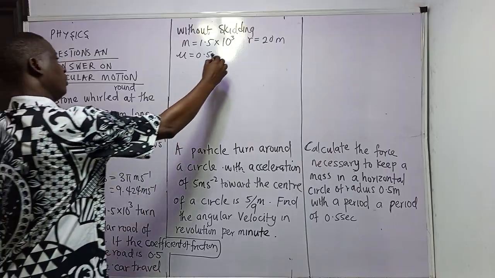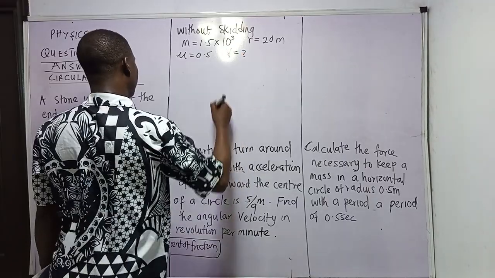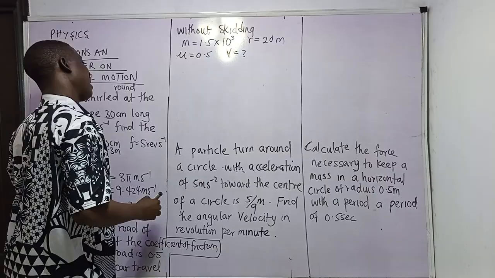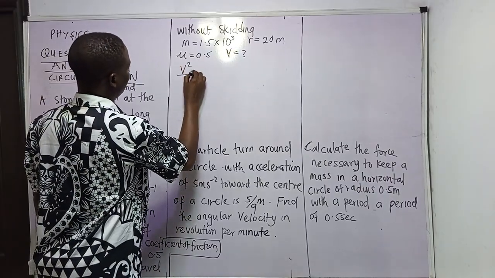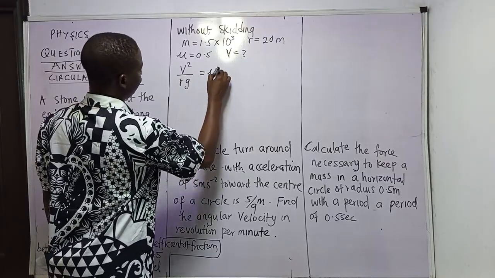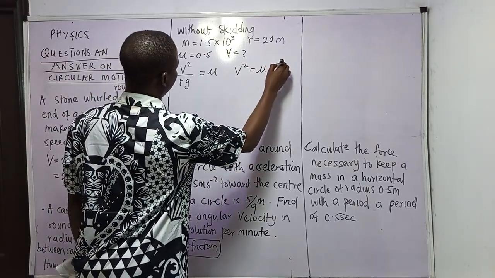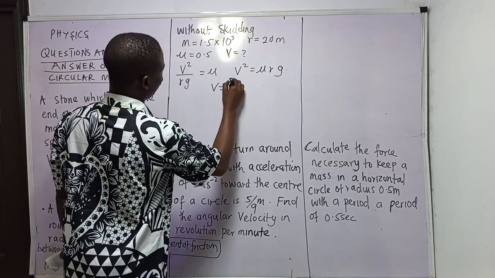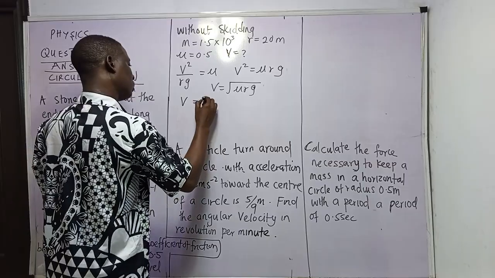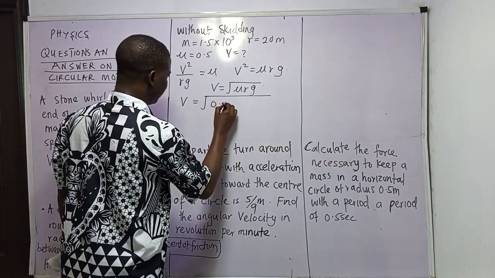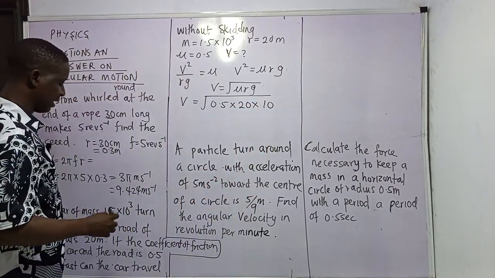How fast is talking about speed. How long is time, how fast is speed, how far is distance. So V square over RG equals mu. Remember, without skidding, so V square equals mu RG, where V equals the square root of mu RG. We have V equals the square root of 0.5 times 20 times 10. Our g is taken as 10.